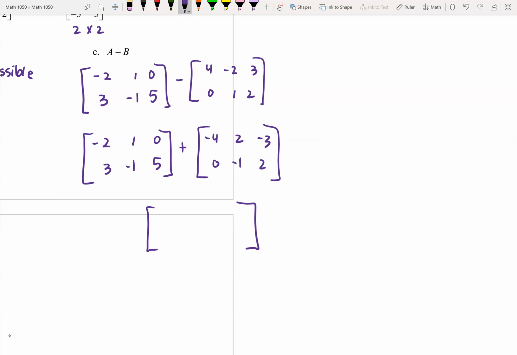A -2 and a -4 is a -6. 1 and 2 is a 3. 0 and -3 is a -3. 3 and 0 is a 3. -1 and -1 is a -2. 5 plus 2 is a 7. There's my answer, and I'm done.